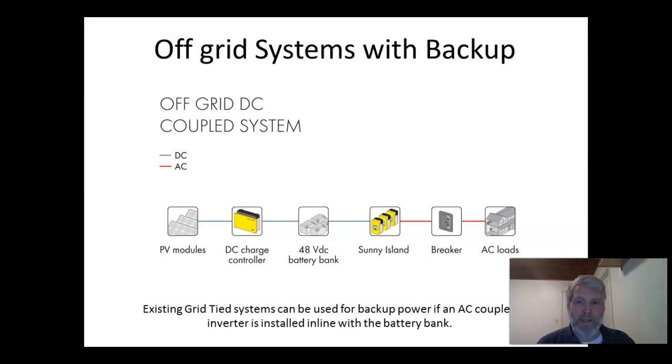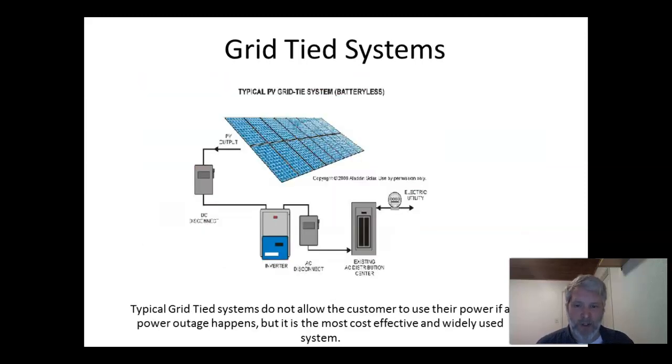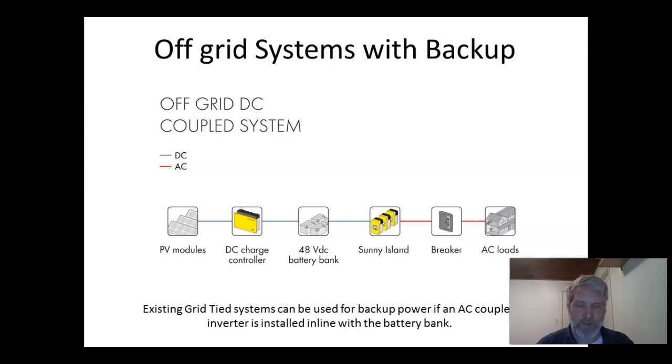Okay, so what is the difference if we look at this system versus this system? Well, the big one that we notice here is we have a DC charge controller, and we have a Sunny Island. Because before, essentially, we have PV modules, goes into a Sunny Island, into a breaker, AC loads, and then the other difference is that it goes out to the grid. So these two pieces are the things that cause a lot of the big issue here.